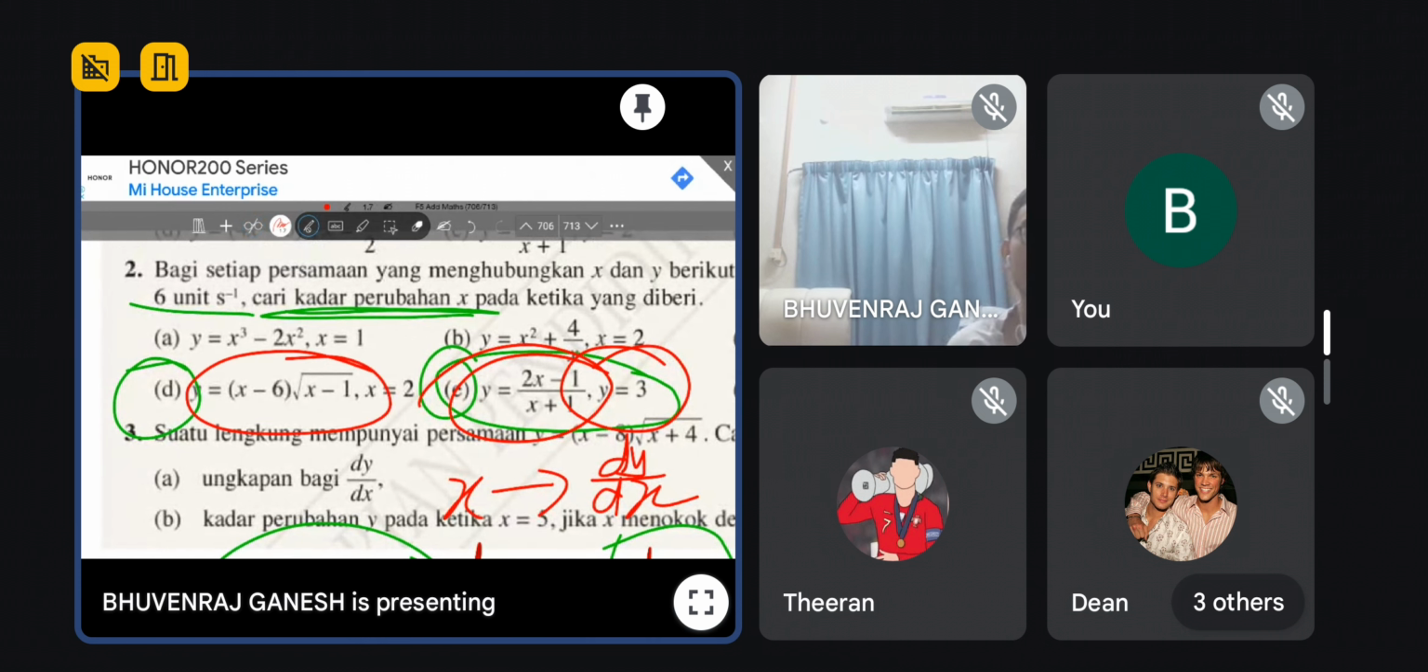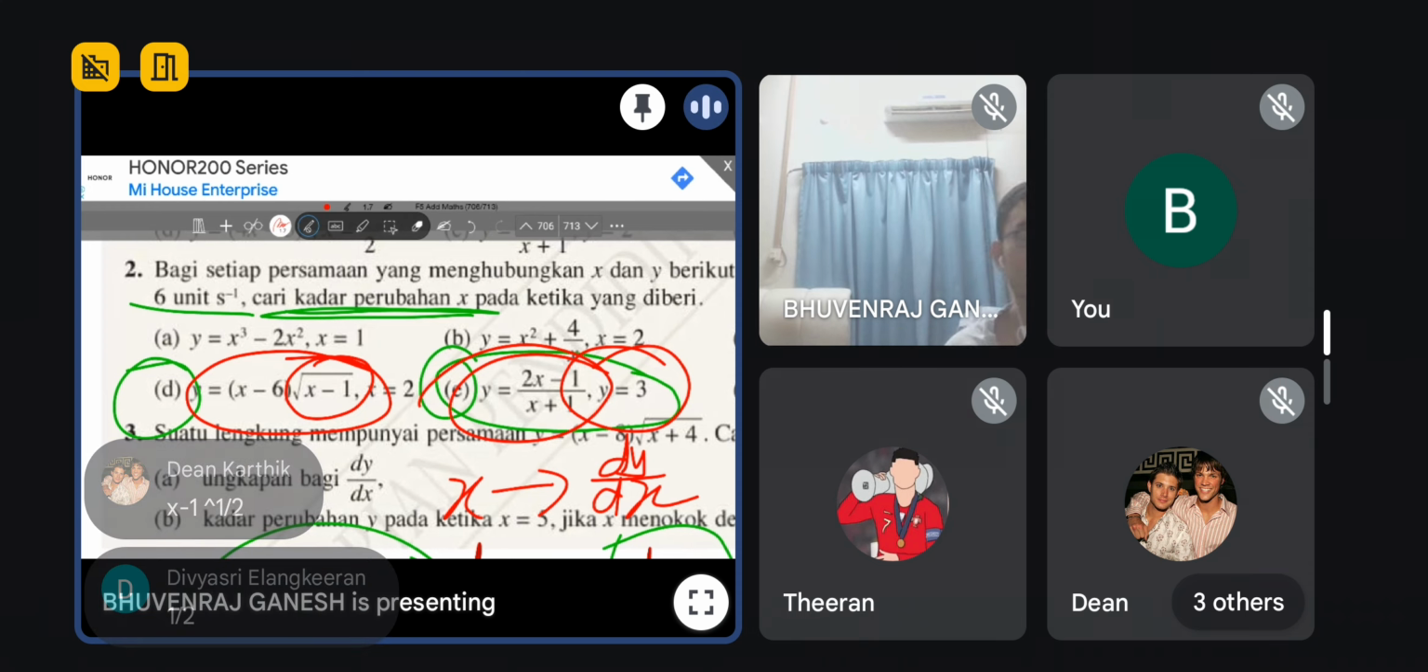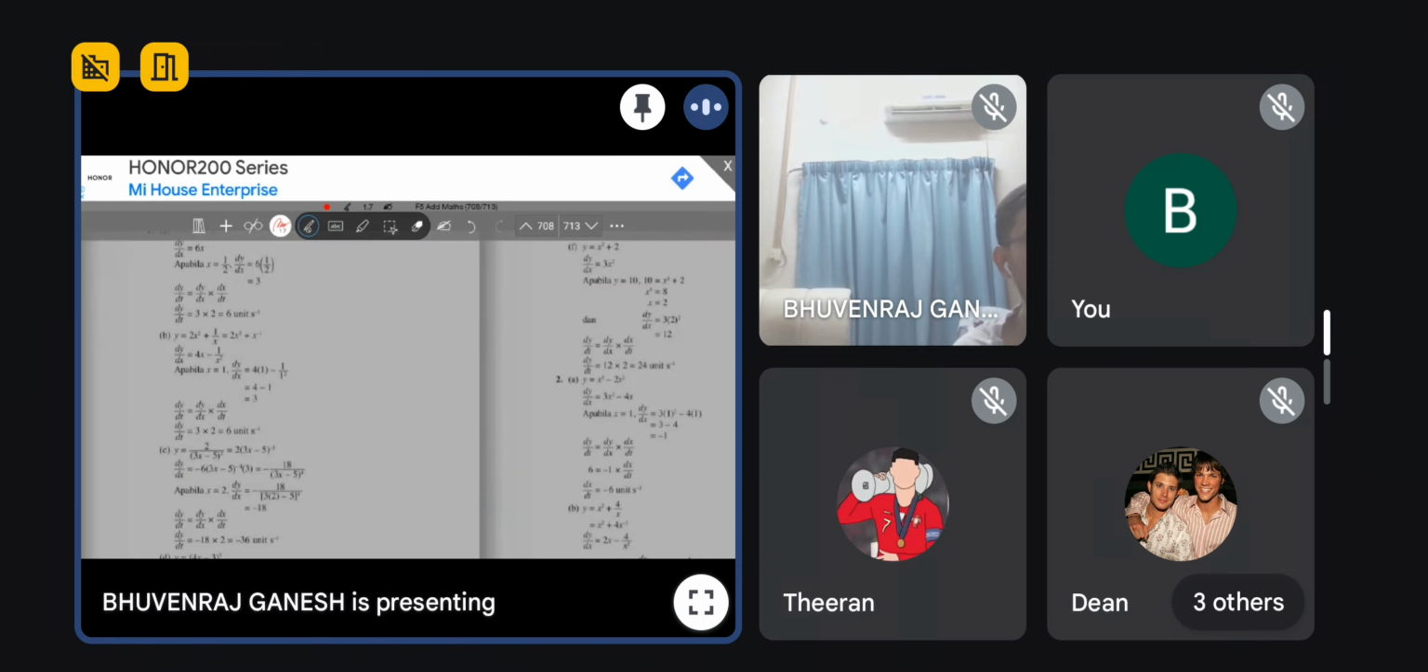Which rule? Yes, we use the product rule here. Okay, so again, it's the same concept. But this one, you have to change the surd to index form. So guys, square root, what is the index that we'll write? Very good, power half. Okay, then you differentiate as normal. So this is for the part D.